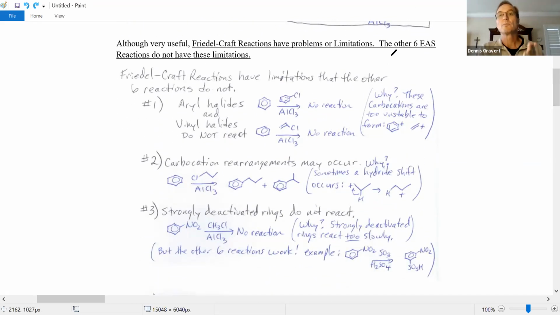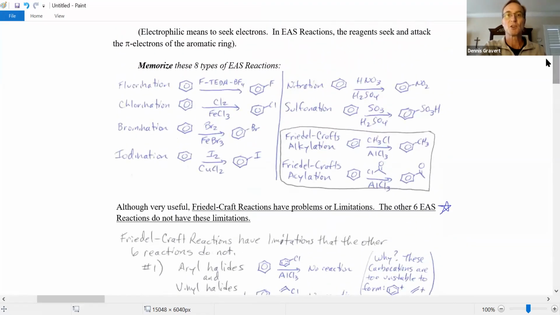I tell you that we're going to discuss these problems. They only pertain to Friedel-Crafts reactions. The other 6 EAS, electrophilic aromatic substitution reactions, don't suffer these same limitations. As we go up here, we have these Friedel-Crafts reactions boxed in. They are the ones that have limitations. The other 6 don't, so you have to keep them separate in your mind.